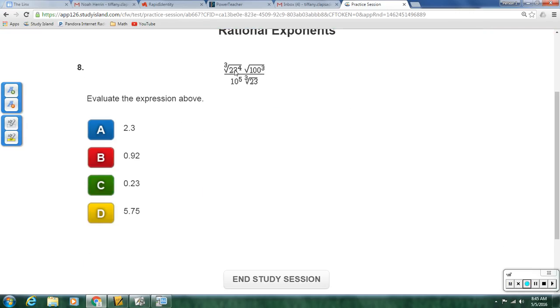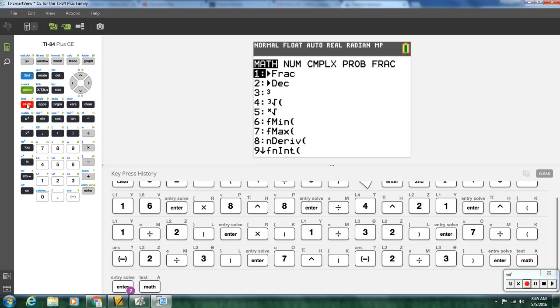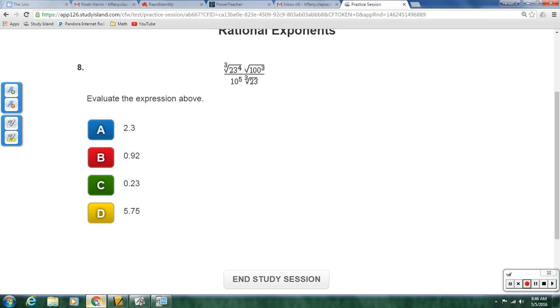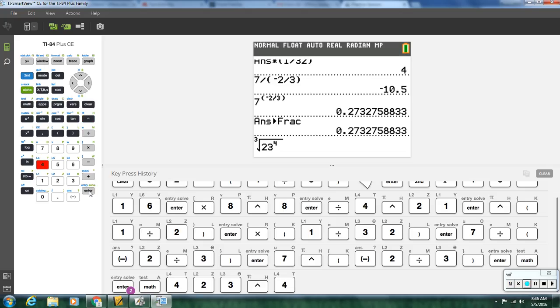Alright, another one where you've got this times this divided by this. So let's talk about how we're going to put this in there. We're going to do the numerator first. So the cube root of 23 to the 4th. Does anybody remember how to get cube root? You go to math. Here's the cube root. Cube root, what was it, 23 to the 4th. So the cube root is 23 raised to the 4th power.